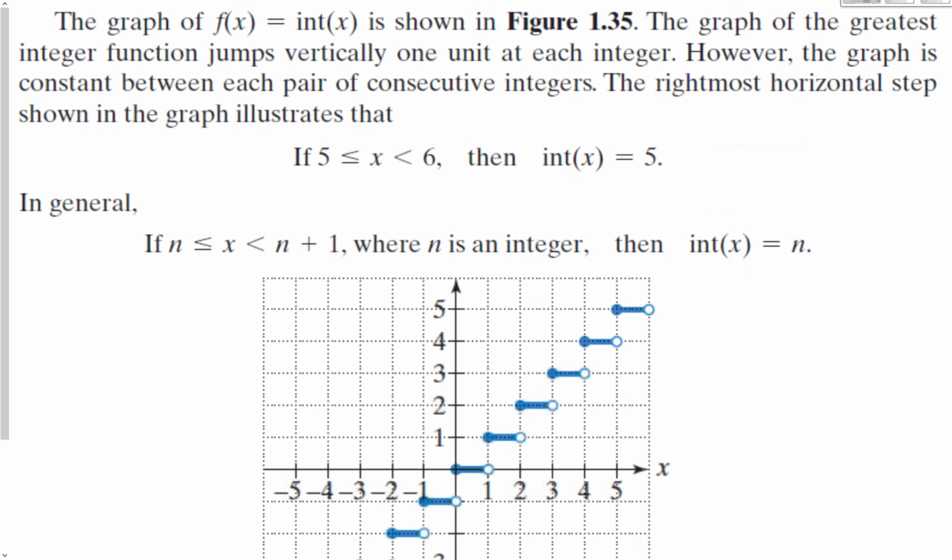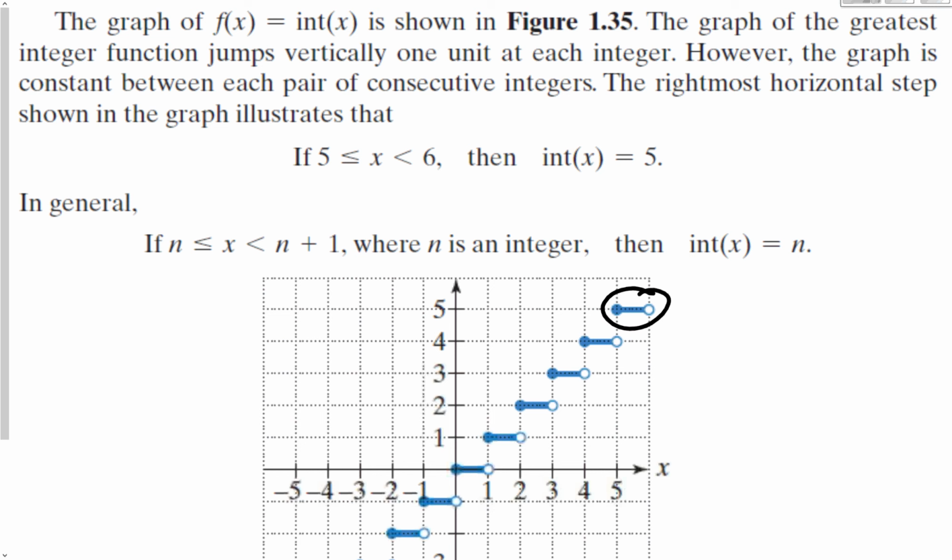The graph of f of x equals the greatest integer of x is shown below. The graph of the greatest integer function jumps vertically 1 unit at each integer. However, the graph is constant between each pair of consecutive integers. The rightmost horizontal step of the graph shows that if 5 is less than or equal to x, which is less than 6, that's this one, then the greatest integer is 5.